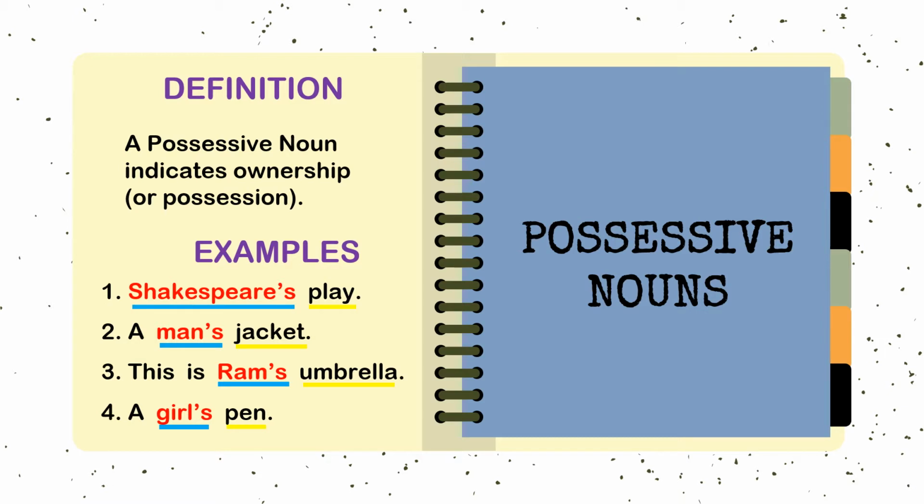Example number 2 is a man's jacket. Here, man is the possessor, while jacket is the possession. Example number 3 is this is Ram's umbrella. In this sentence, the possessor is Ram, while the possession is umbrella. The fourth example is a girl's pen. Here, the possessor is girl, while the possession is pen. In each of these sentences, we see a pair of nouns, one of which is the name of the possessor and the other name of the thing possessed.